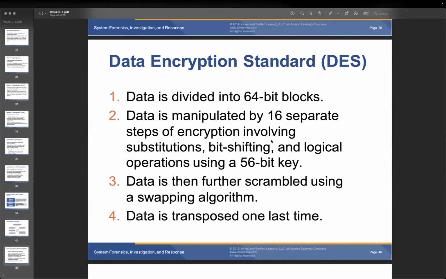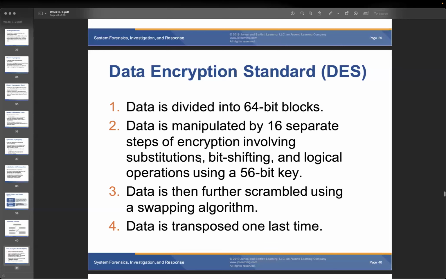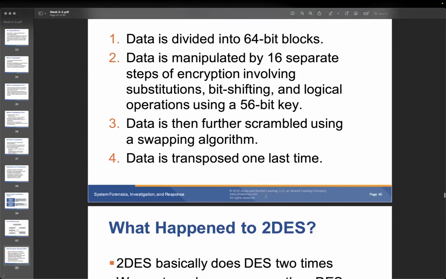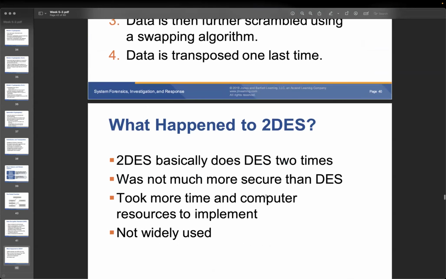Here is the example. I think I showed this one before, but didn't really go into details. You see we have all the steps: we do the substitution, then the bit shifting, then a logical operation, and then substitution and bit shifting again. We repeat this 16 times. But it's also possible to trace back.